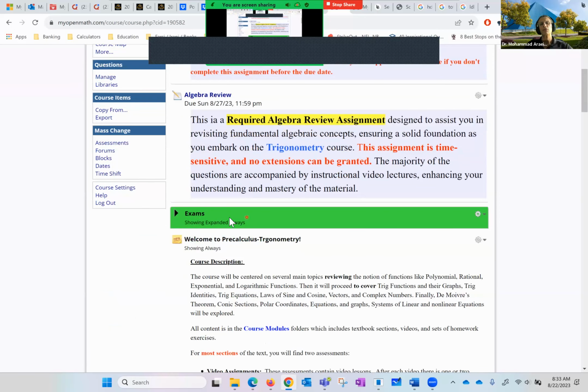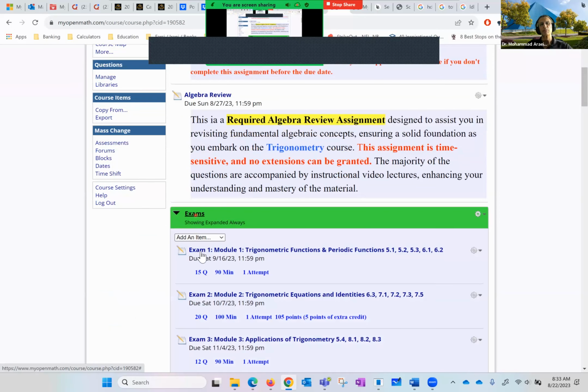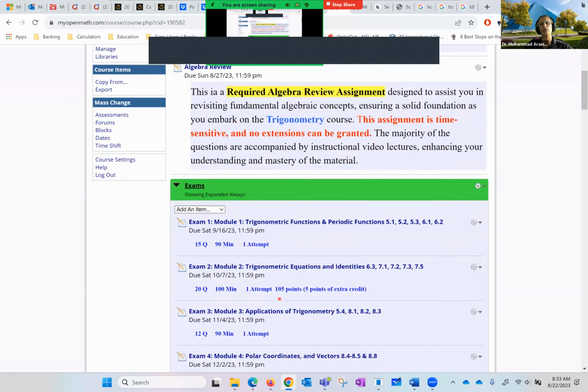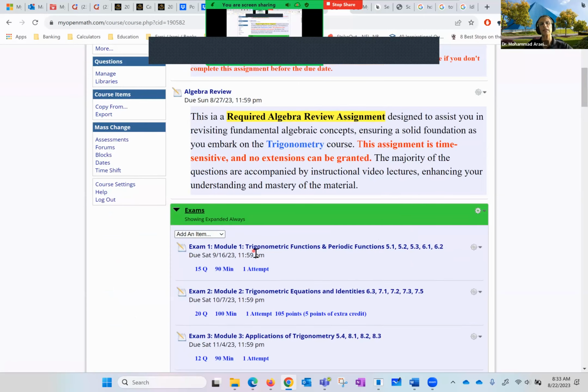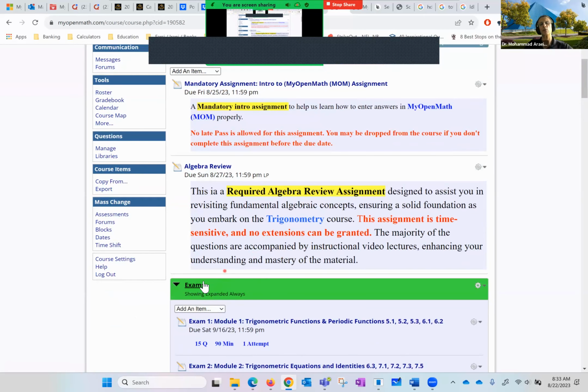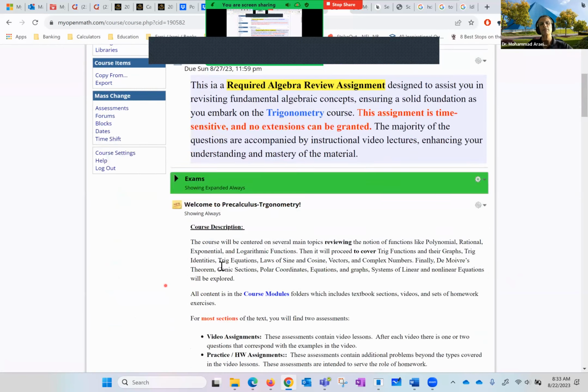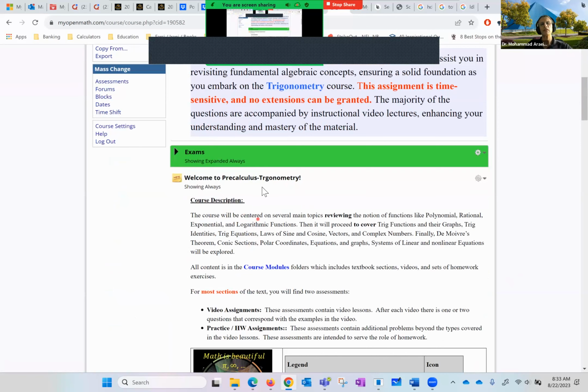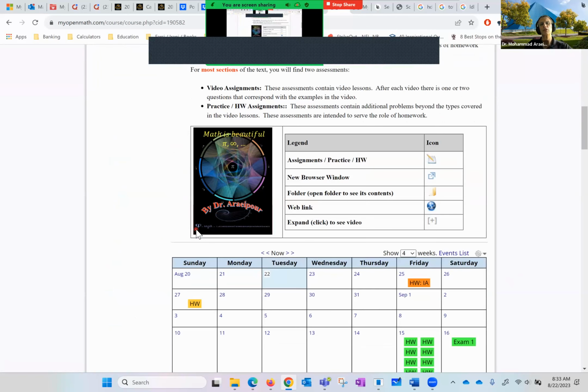Now, you don't have to worry about the exams yet, but exams can be found here. Okay. And as of now, you don't have to worry about that. But again, I put it at the top because I don't want anybody to get confused looking for the exam. So I'm going to close this up for now. Then we have information about trigonometry. Welcome to pre-calculus trigonometry.